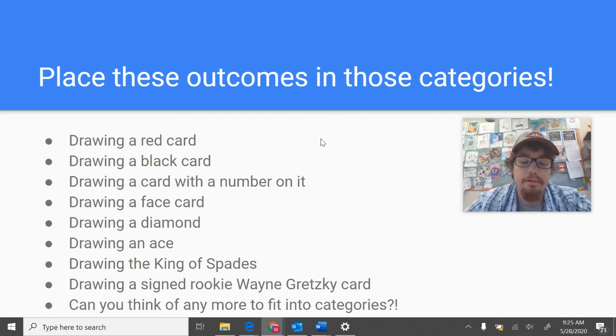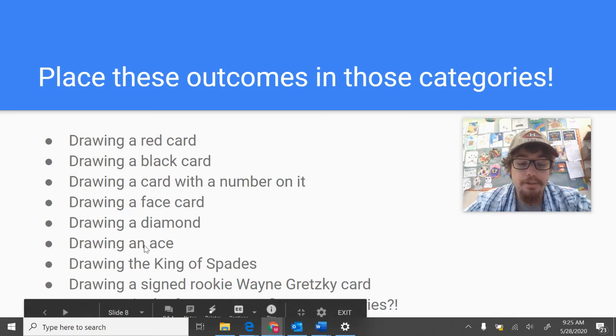Drawing a diamond. So drawing a card with a diamond on it. Is that likely, unlikely, very unlikely, or impossible? Remember, 1/4 of the deck is diamonds, 1/4 of it is spades, 1/4 of it is hearts, and 1/4 of it is clubs.